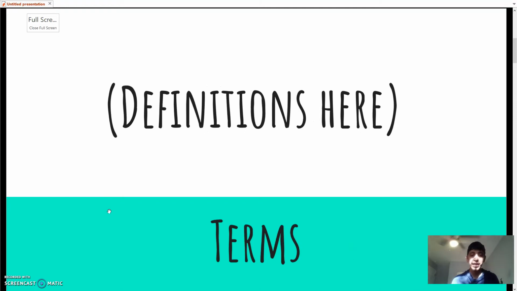Alright, so I made it very simple. On the bottom, which is right here, I'm going to put the terms and the words, and the definitions will go up here. Okay?